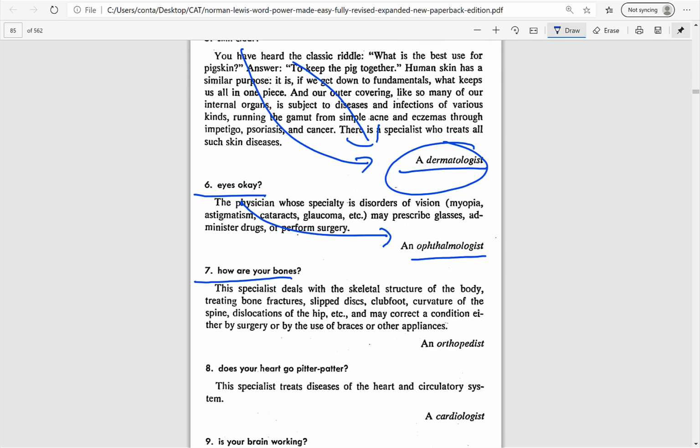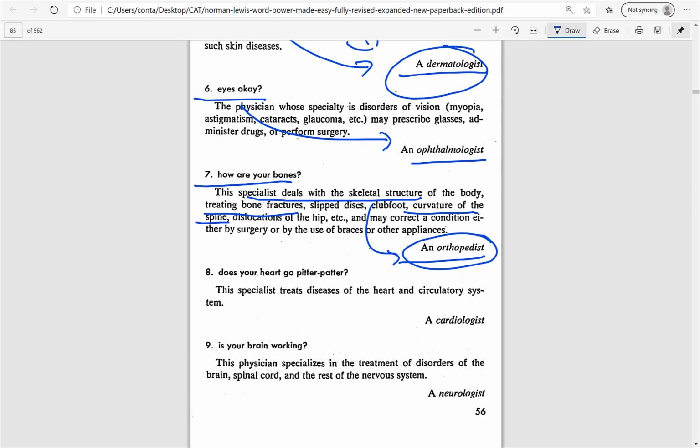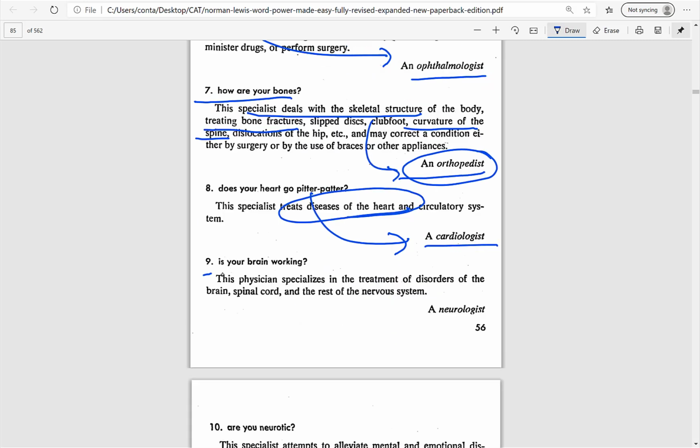Now, the seventh specialty that we have is an orthopedist. Now, orthopedist is a specialty that deals with the skeletal structure of the body, and particularly the bones. So it treats bone fractures, curvature of the spine, and everything that is related to the bone. Okay. Now, the eighth specialty that we have is a cardiologist that deals with any disease related to the heart. The ninth specialty that we have is neurologist. Now, a neurologist takes care of the brain. It specializes in the treatment of disorders of the brain, spinal cord, and the rest of the nervous system.